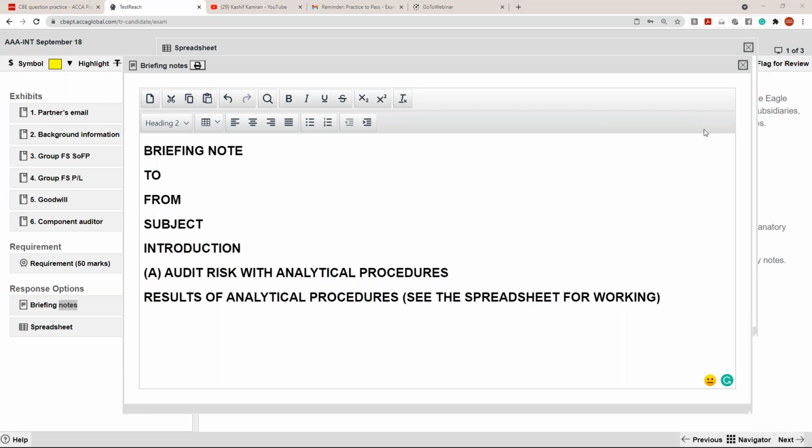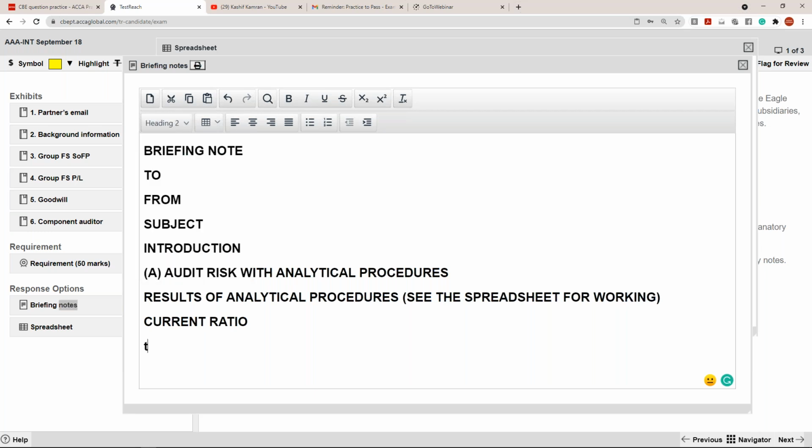So you put the result of analytical procedures and you tell the examiner, see the spreadsheet for working. I put the heading over here, current ratio, and I'll do the commentary on the current ratio without referring to the numbers. See, how would I do it?